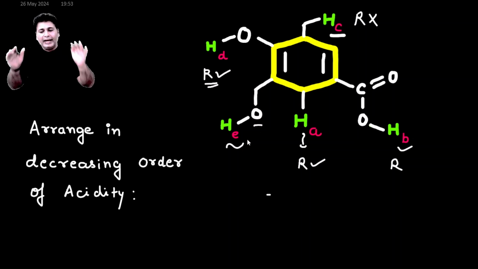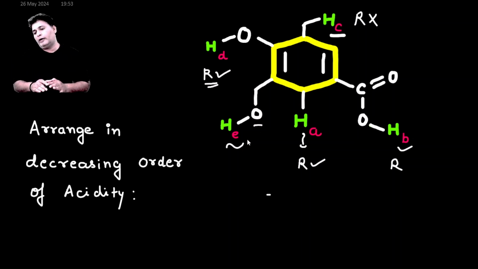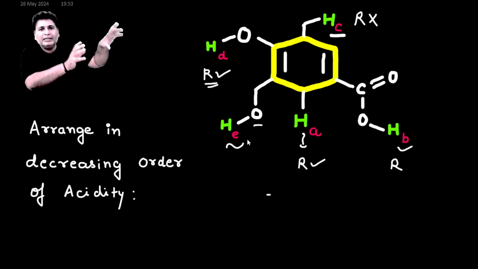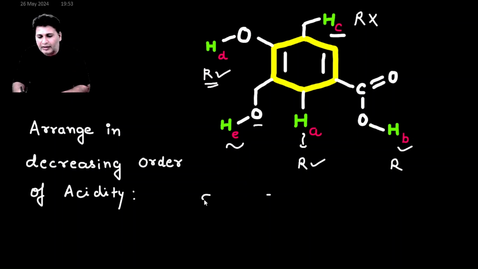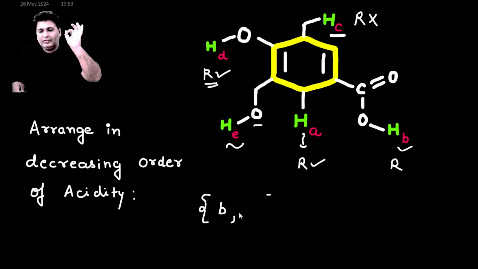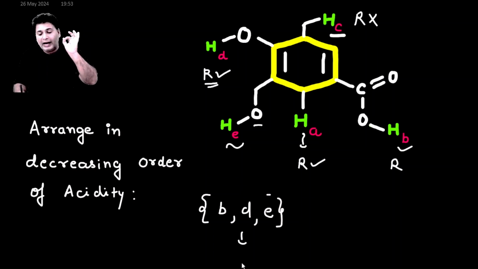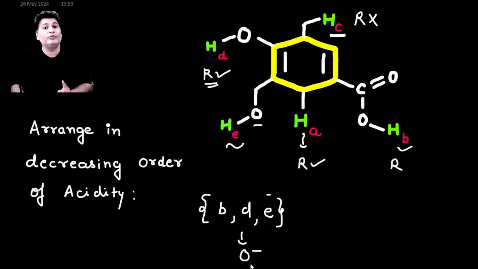So in a nutshell, I would like to conclude that once you have decided that the minus charge is on a more powerful element, a more electronegative element, put those as front runners. So the front runners are B, D and E. Why are these front runners? Because in all these cases you had at least one resonating structure where the minus charge was on oxygen.